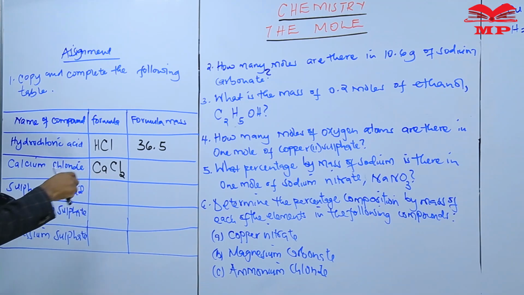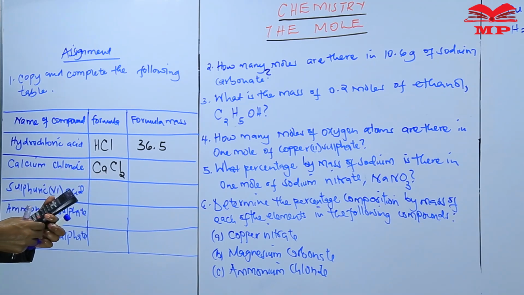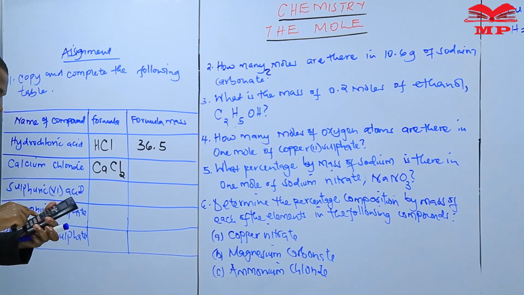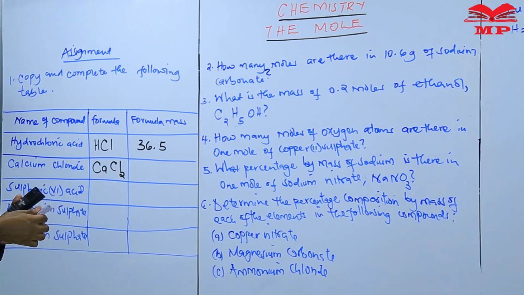71 plus the mass of calcium, which is 40. This will give you 111. That is the mass of calcium, 40, plus 71, the mass of chlorine, which gives you 111.